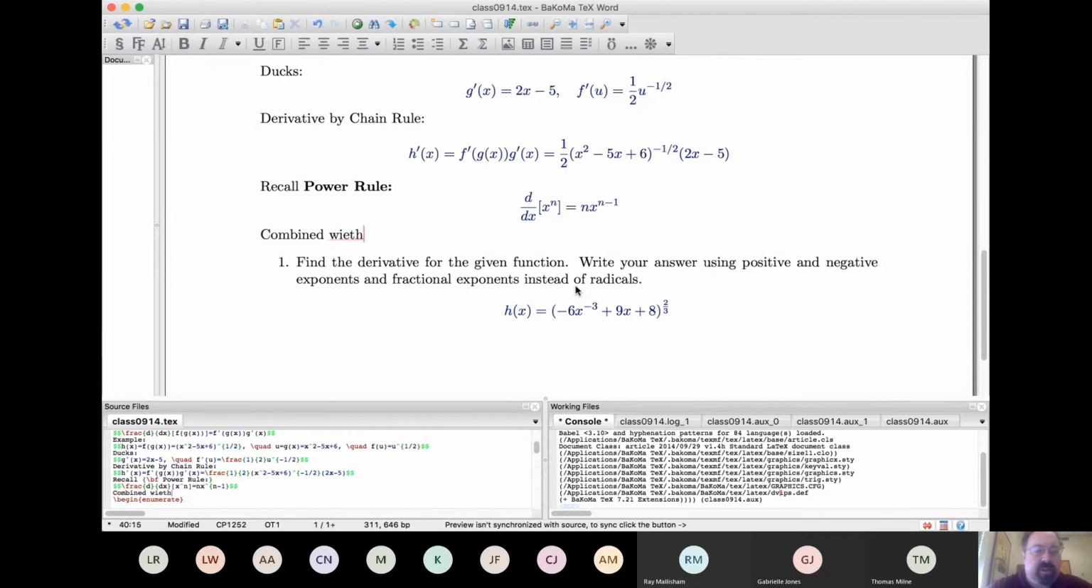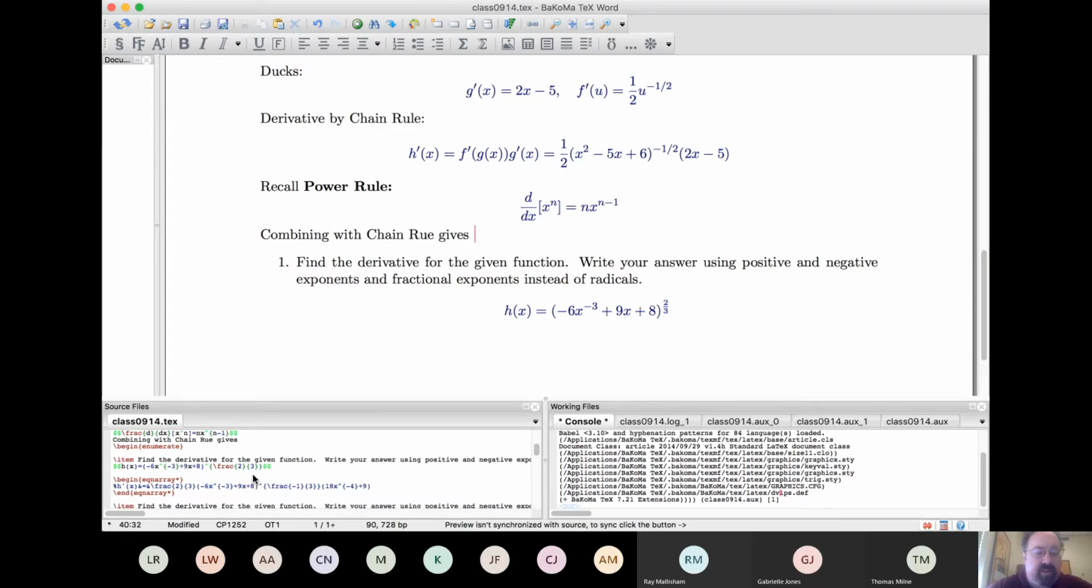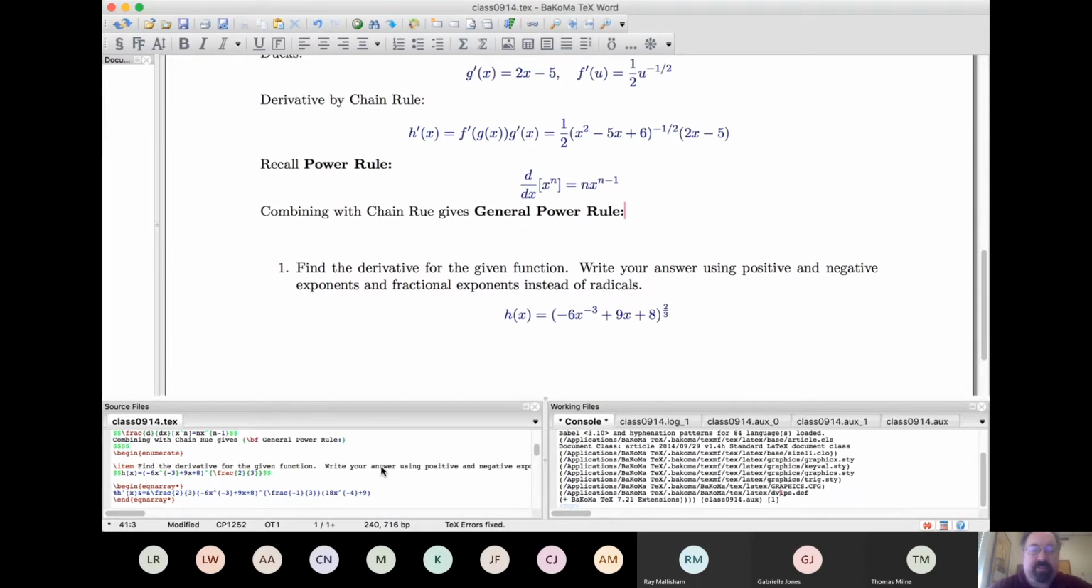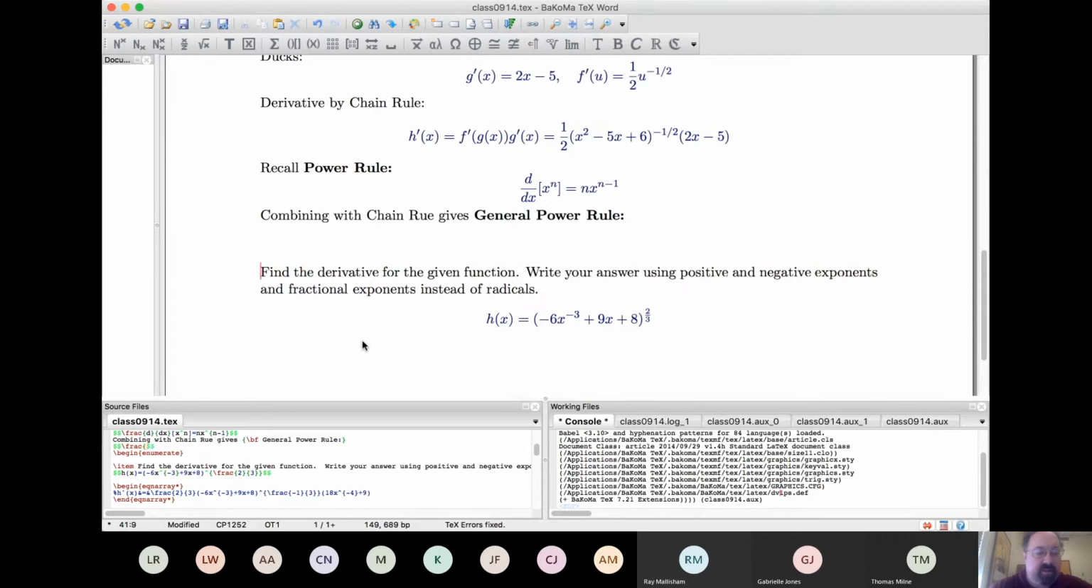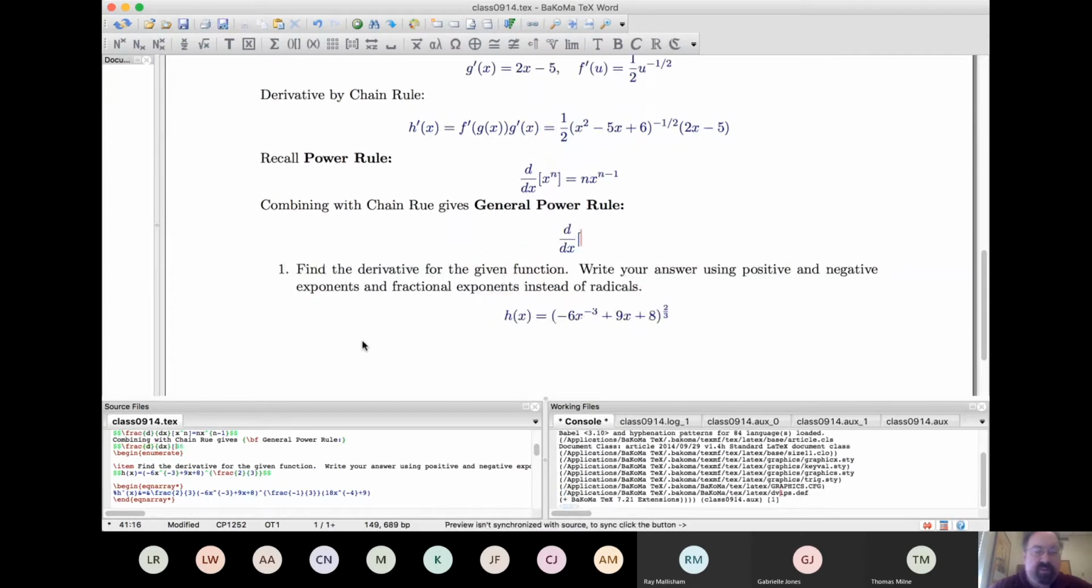So if you combine it with the chain rule, we have what is called the general power rule. The general power rule covers a case where you have some function being raised to the nth power. Here it's just plain old x. But if you have something else raised to a power, what's the derivative in that case? It's very similar to the original power rule. So now you have f of x raised to the n power.